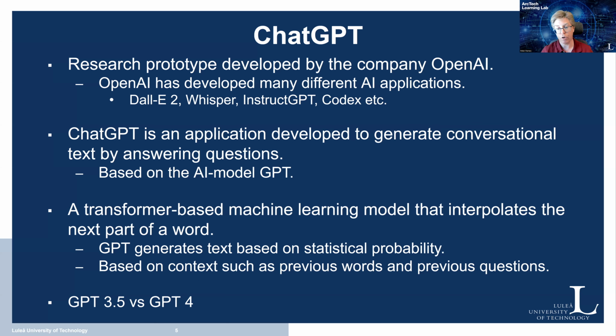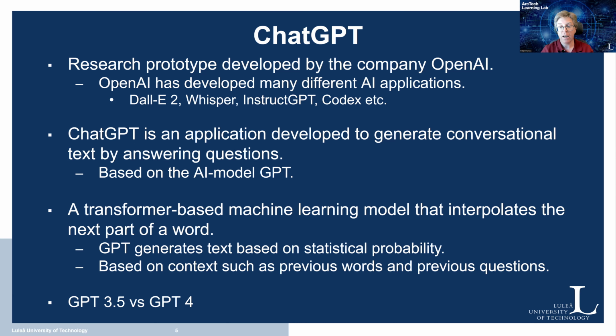Technically, it's a transformer-based machine learning model that interpolates the next part of the word. And this is really important to remember, because some people over and over get the wrong impression that this is a database, like a web search engine where you can ask for URLs, pages, etc., and facts, but it's not. It's actually just an engine to produce the most probable part of the word in a sentence.